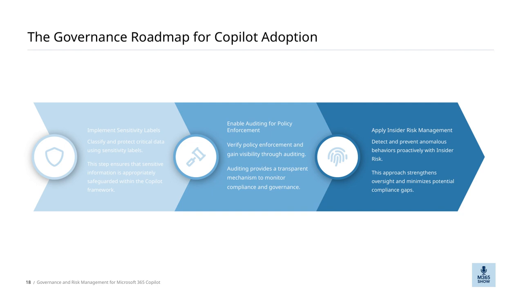Finally, protecting sensitive information is a top priority. Classifying data with sensitivity labels allows us to safeguard critical data appropriately. Implementing these labels ensures that sensitive information remains protected within the Copilot framework, reducing the risk of leaks or misuse. Together, these steps form a comprehensive approach to governance, helping us maintain control, ensure compliance, and secure our most valuable data as we adopt Copilot across our organization.